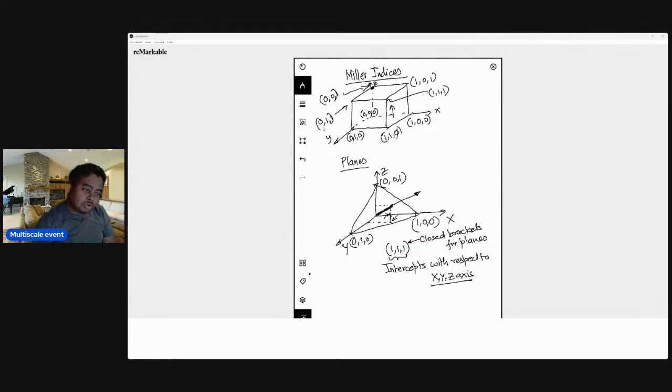If you have to show a family of planes, then you use these curly brackets for family of planes. And what do we mean by family of planes? So let's say we put 1 comma 1 comma 1 inside this. How is this curly bracket different from these close brackets with respect to the Miller indices of these particular planes? Let's try and understand more.